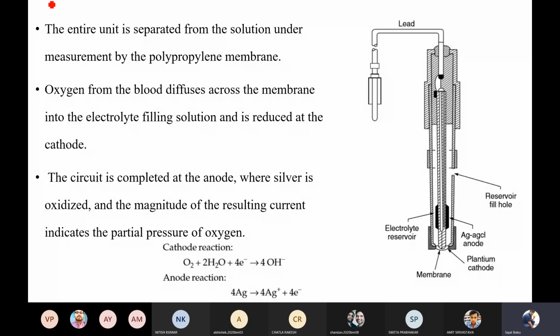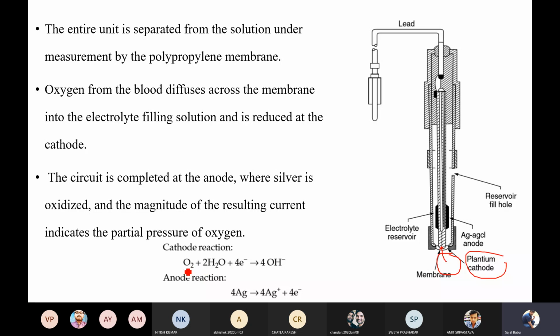Okay, so now let us see how this device is going to operate. Here you have a polypropylene membrane, and here you have the blood. From the blood, the oxygen will enter here. When the oxygen enters, here you have a platinum cathode. So oxygen will enter here at the platinum cathode.